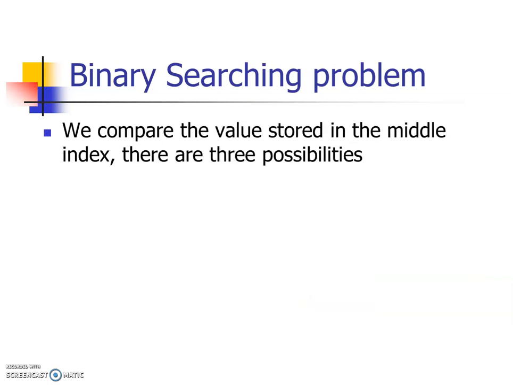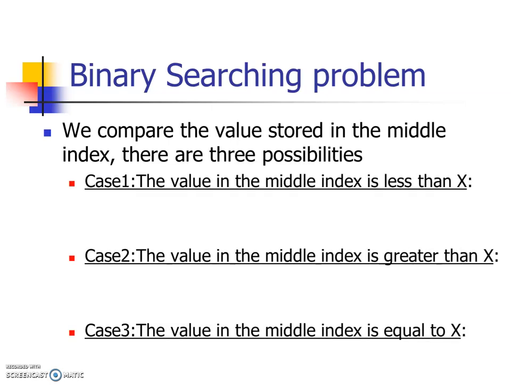Let's take a look at this. We compare the value stored in the middle index, and when we do that, there are three possibilities. One is that the value in the middle index is less than x. Case 2 is that the value in the middle index is greater than x. And if it is not less nor greater, that's indicating the middle index is equal to x. So that is our answer. Basically, this is the best case scenario that we want to get.